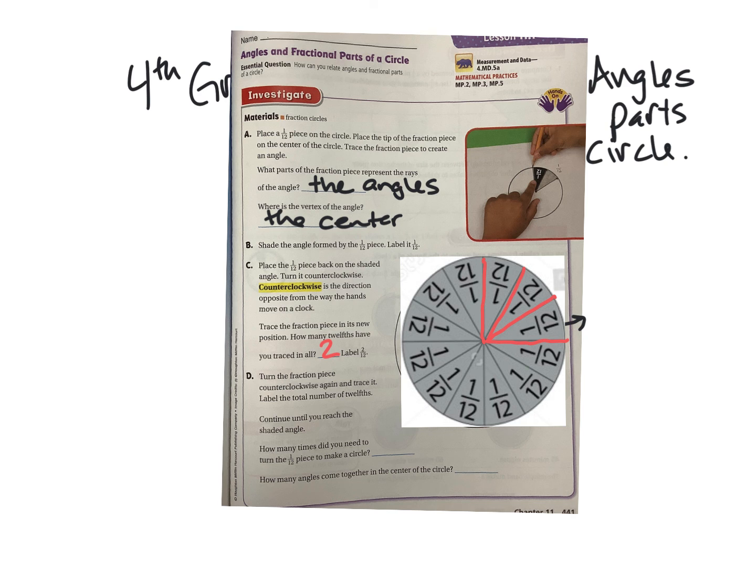3 12ths right there. And then I keep doing that, 4 12ths, 5 12ths, all the way around, and I'm going to get, of course, 6 12ths, 12 12ths. You say to continue until you reach the starting point, the shaded angle. How many times did you need to turn the 1/12 piece to make the full circle? 12 times. How many angles come together in the center of the circle? 12 angles. 12 12ths makes one whole circle.